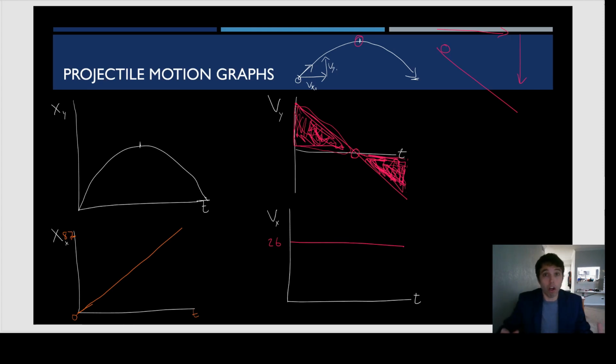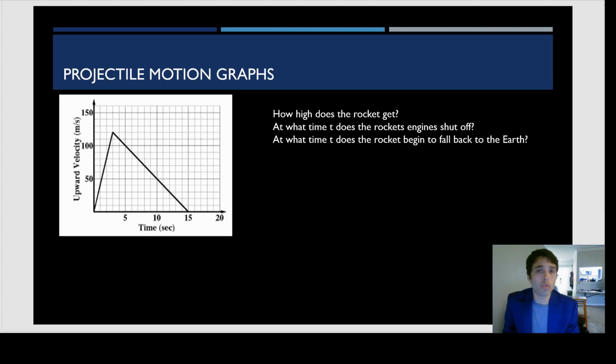So buckle up. All right, gang, we're actually going to start off with a graph/word problem here. I want to see if y'all can handle this, okay? I want to see if you got the right stuff or not. So here we go. We got a rocket ship blasting off. I got the graph of its vertical upward velocity on the graph here, for velocity versus time. I want to know 3 things. How high does the rocket get? At what time t does the rocket engine shut off? And then at what time t does the rocket begin to fall back down to the earth?